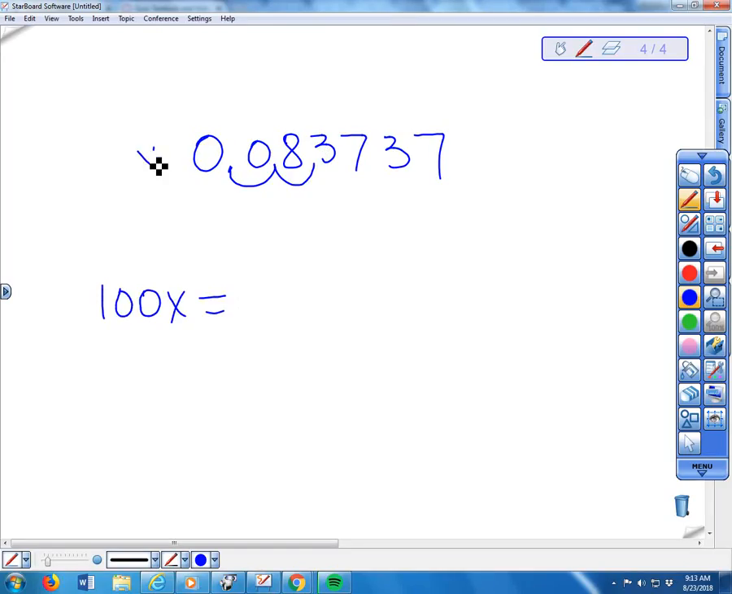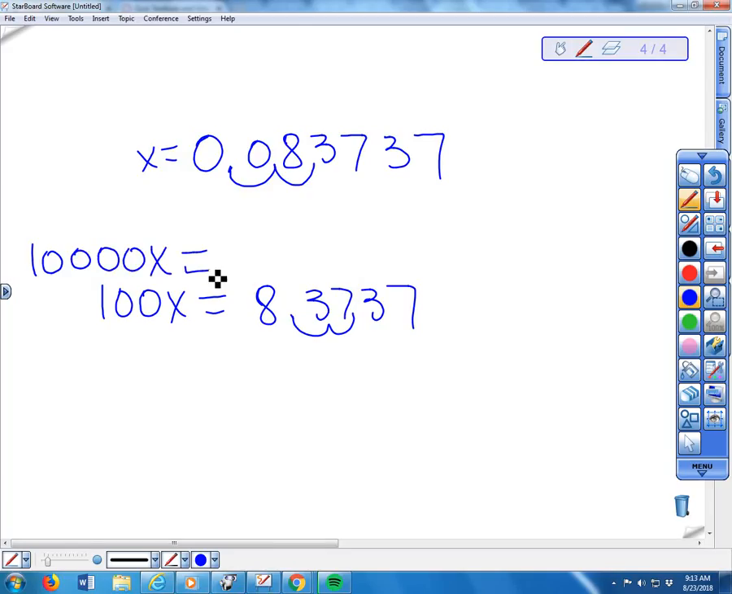This is x. So 100x equals 8.3737, right? Now I want to move the decimal to the next time it repeats. 2 more. So I've just added 2 more powers of 10, right? 100, 1,000, 10,000. And that becomes 837.3737. Right? Let me line these up better.